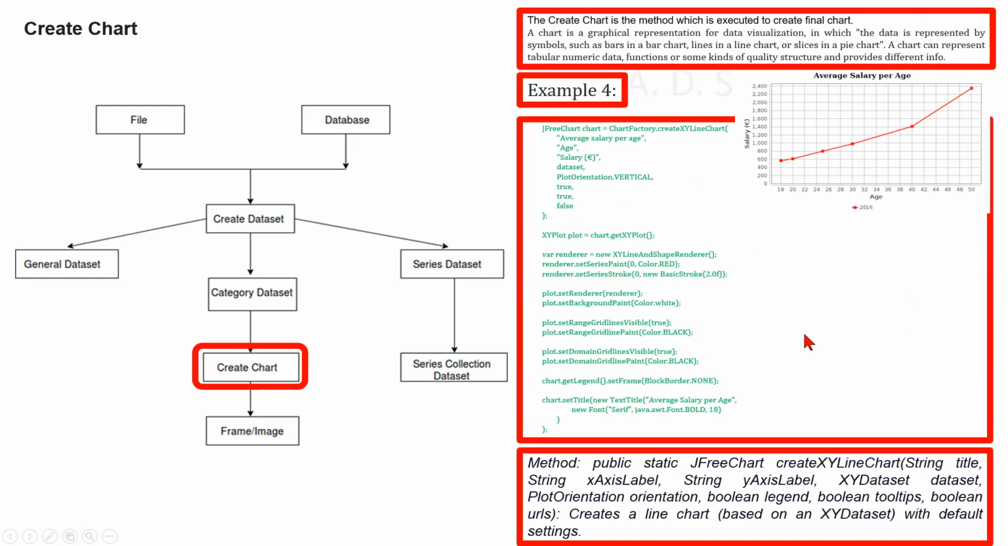As an example 4, we can consider this code segment. Here the method public static JFreeChart createXYLineChart(String title, String xAxisLabel, String yAxisLabel, XYDataset dataset, PlotOrientation orientation, boolean legend, boolean tooltips, boolean urls). This method creates a line chart based on an XY dataset with default settings.